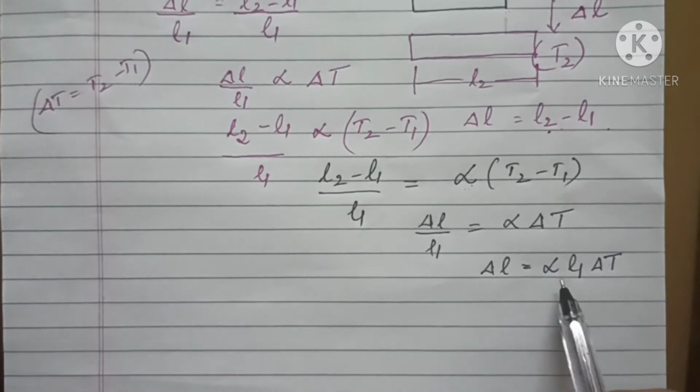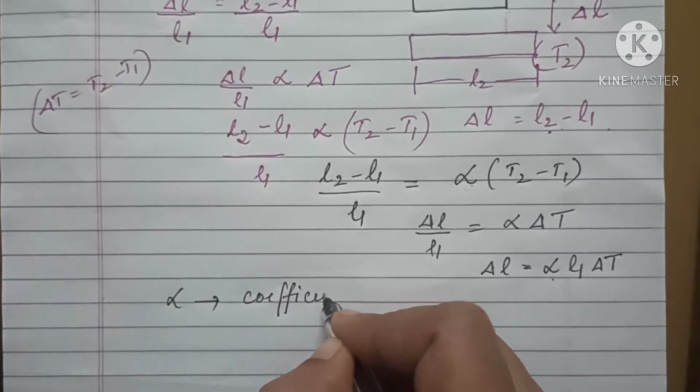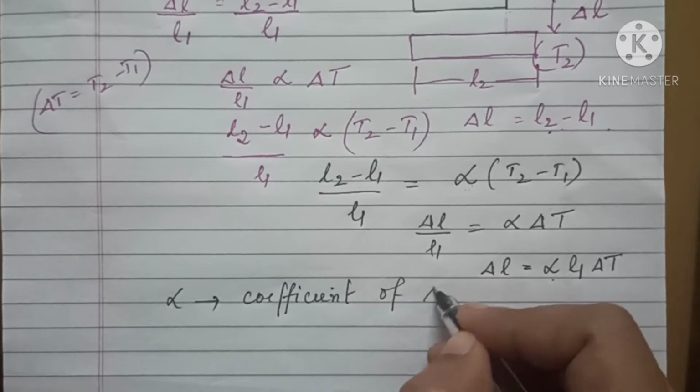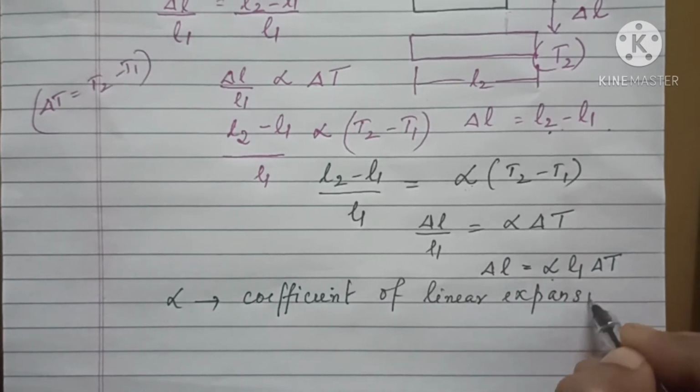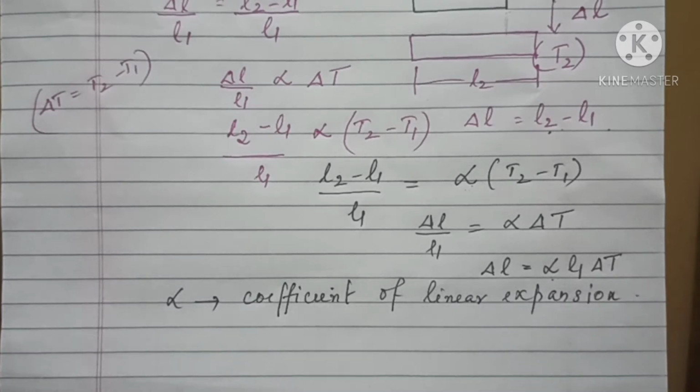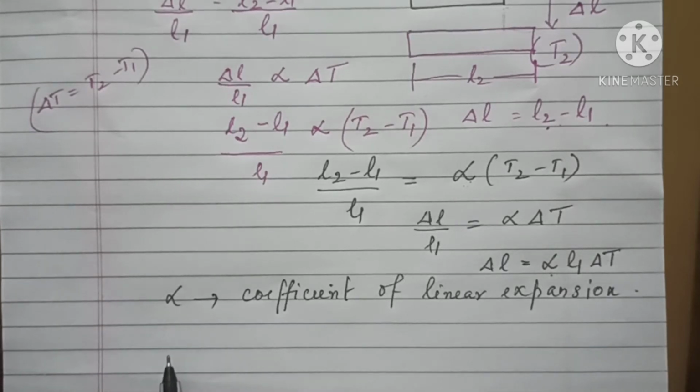Clear? So alpha is a constant here, and it is known as the coefficient of linear expansion. Coefficient of linear expansion. Clear? That is the alpha. Okay. So it is actually a characteristic of the material of the rod. Normally, metals expand more and hence have relatively high values of alpha.